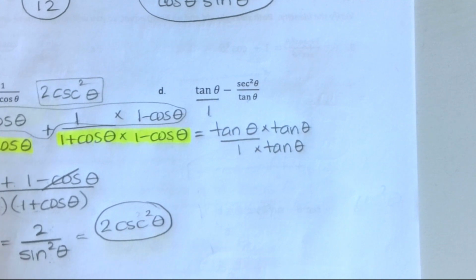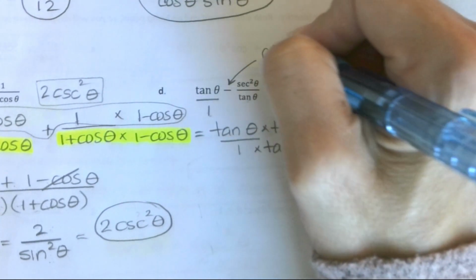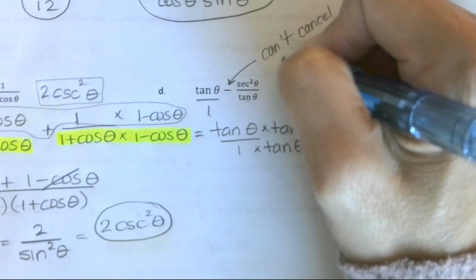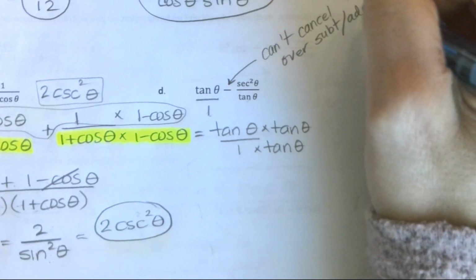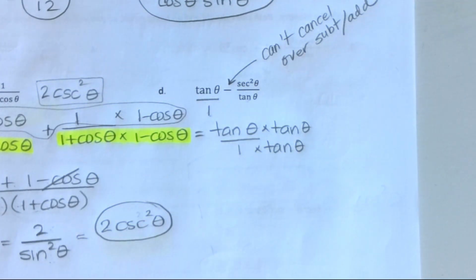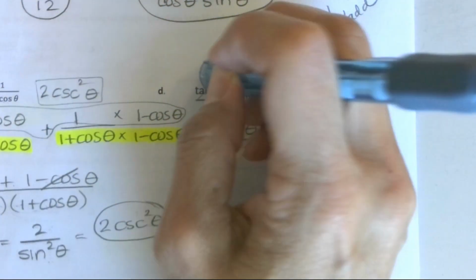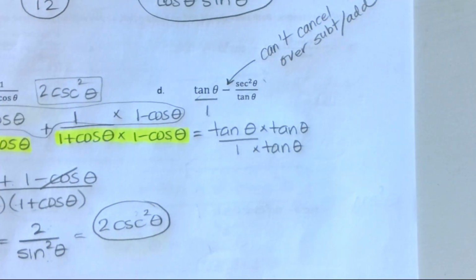Why can't we just cancel them, because tangent is on the top and tangent is also on the bottom, and get secant squared theta out of that? Good question. You can't cancel over subtraction or addition. If that was a multiplication, you've got the green light. Okay, does that help?